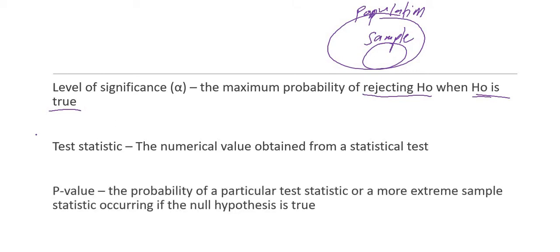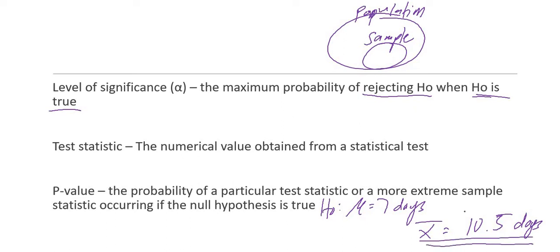The p-value is the probability of a particular test statistic or a more extreme sample statistic occurring if the null hypothesis is true. Say for example, we have the null hypothesis that the mean is equal to 7 days. Now, if this is the mean, but a particular test statistic, say for example, the mean from a sample that we got is 10.5 days. If this has a big probability of happening when this is true, then that probability that we're talking about is what we call the p-value. The p-value will be the determinant whether we will reject or not reject the null hypothesis. And again, we will compare the p-value to the level of significance.